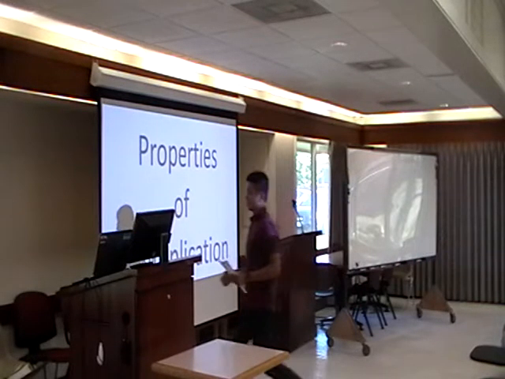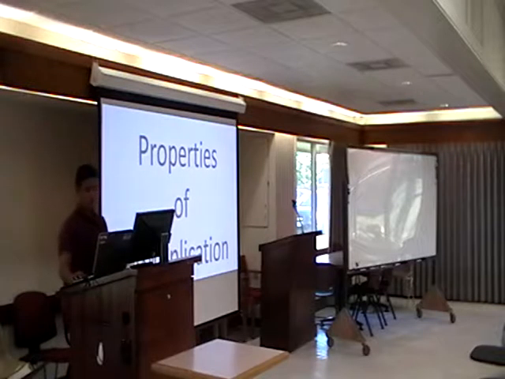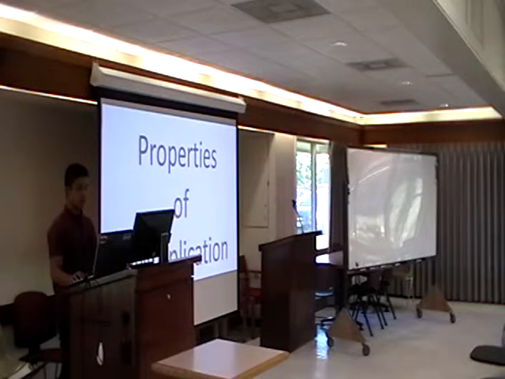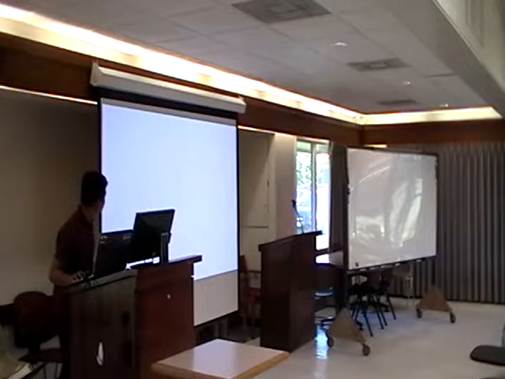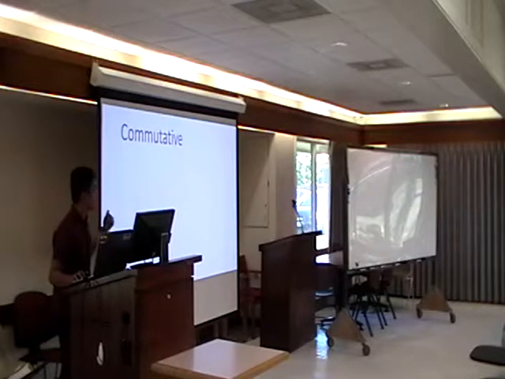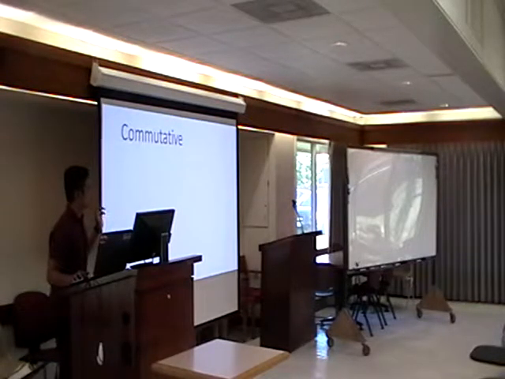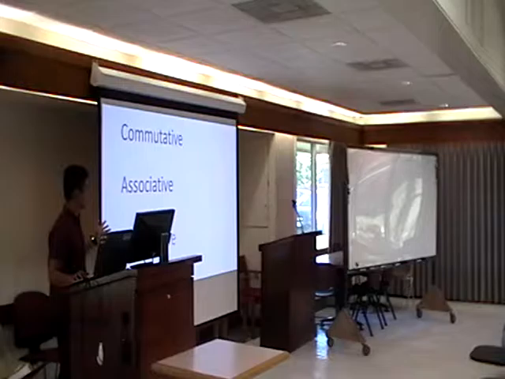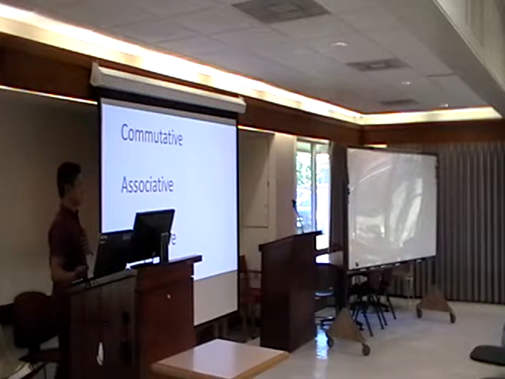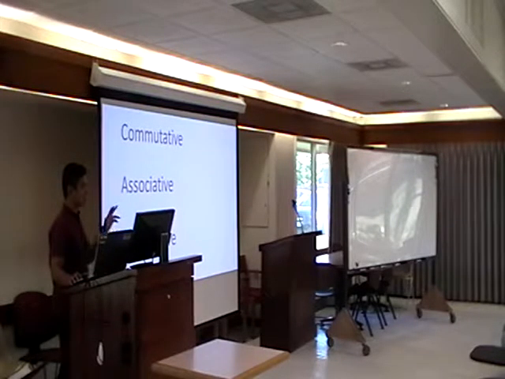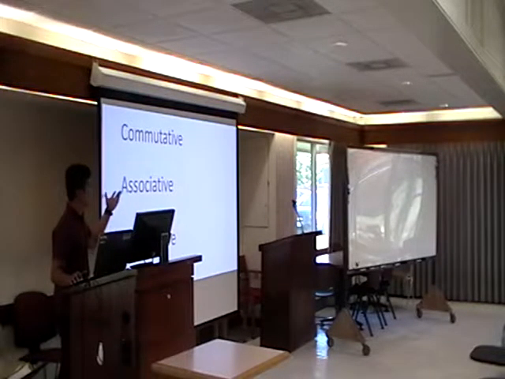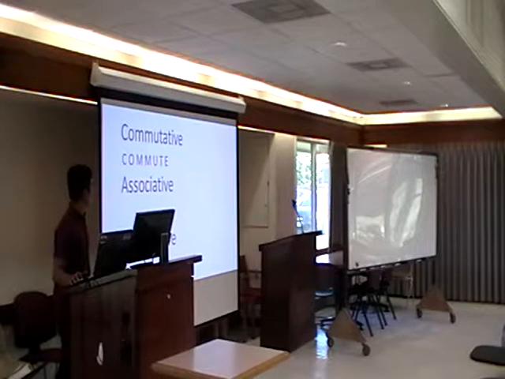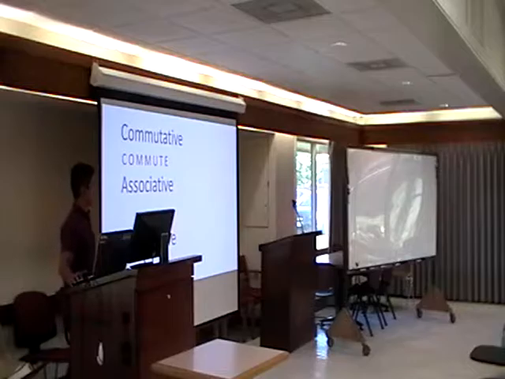Okay. Now tell me what comes into your mind when you see the following words: commutative, associative, and distributive. Any idea? No? Okay, so let's make it simpler. Let's look at their root words. The root word of commutative is commute.